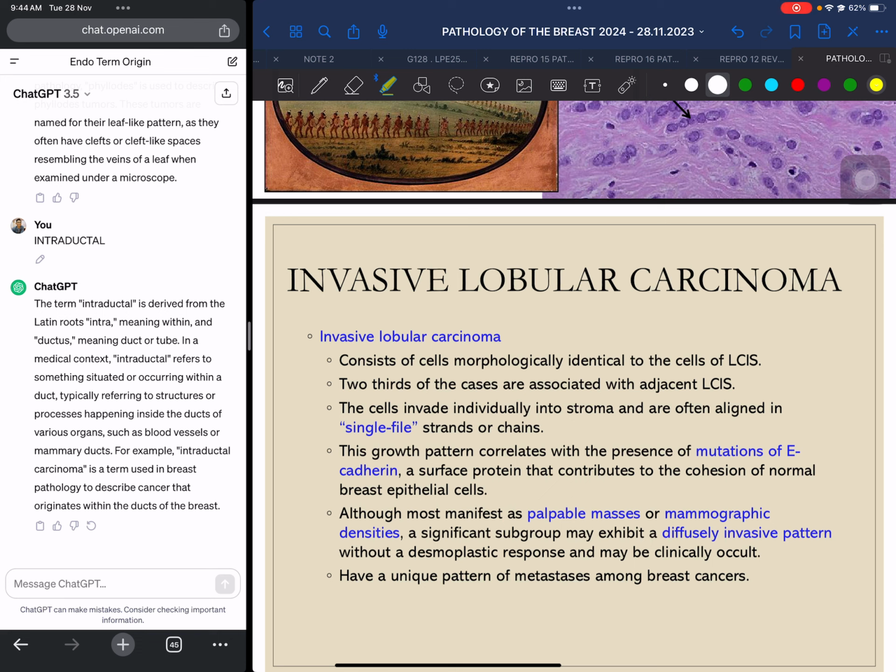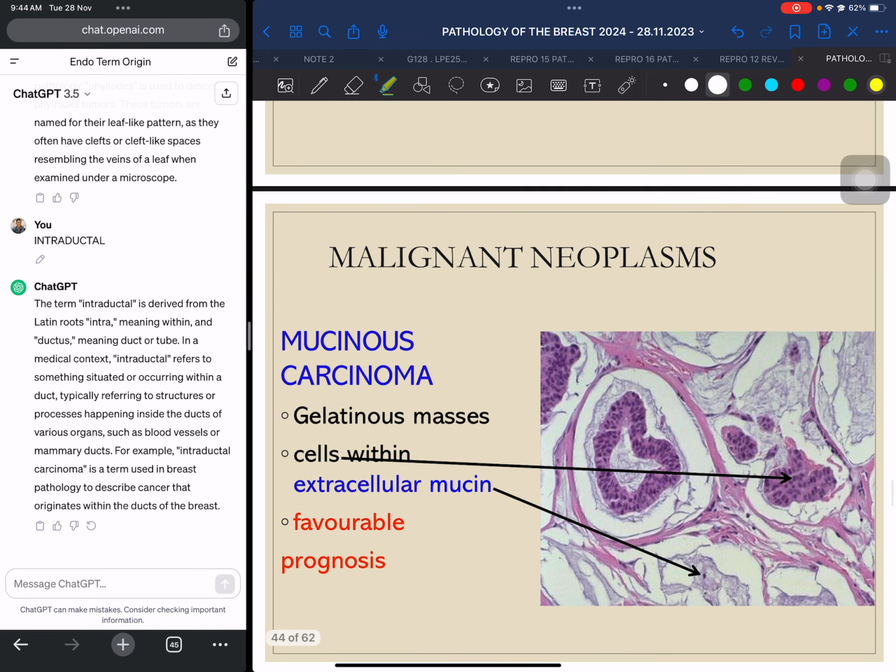Okay, for the other histological types, you have mucinous carcinoma, which can present with a gelatinous mass. So you see cells within extracellular mucin. This pale bluish structure here is the mucinous material, and the malignant cells will be seen floating inside this mucinous material. This specialized type of breast cancer has a favorable prognosis.